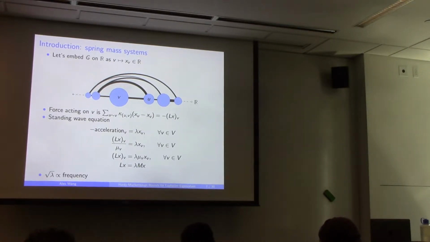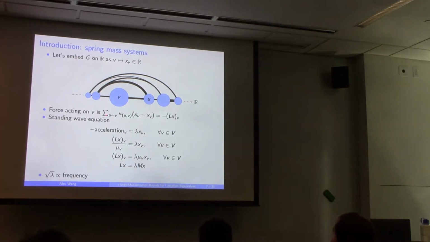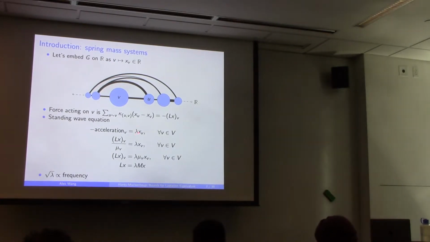Okay? And one natural thing to do with a spring mass system is ask for its standing waves, that is, to solve the standing wave equation. So the standing wave equation is this line here. It says that you have some fixed lambda such that for all v, the negative acceleration of v is equal to lambda times x of v, the position of v.